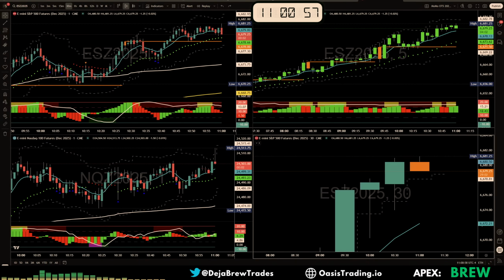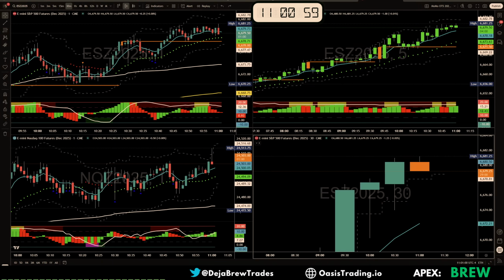Little nasty spike on the high there. Spiked up and then instantly wicked it. Possibly putting in a 30-minute pivot, but it's a brand new candle, so it's hard to say.